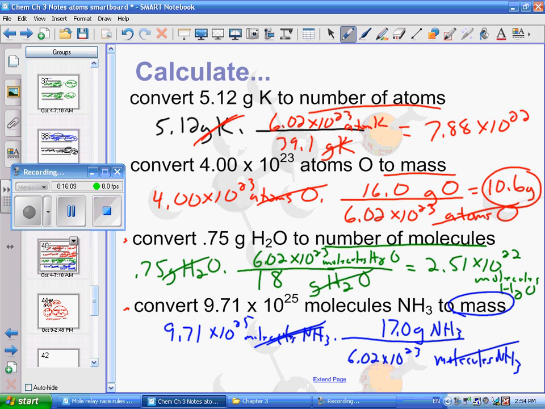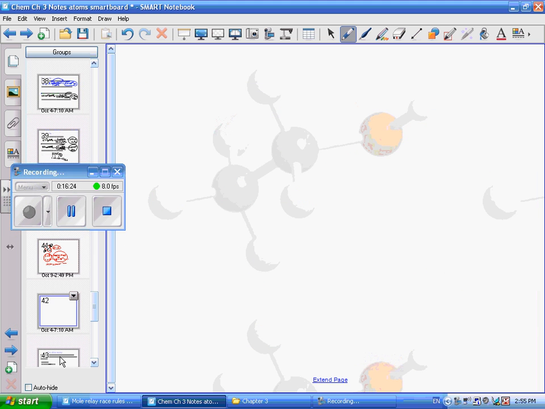2,742. So 2,742 is 2.74 times 10 to the third, or just giving us 3 sig figs, 2.74 times 10 to the third grams of NH3. Okay? Ladies and gentlemen, that's it. That's as hard as I can get it.